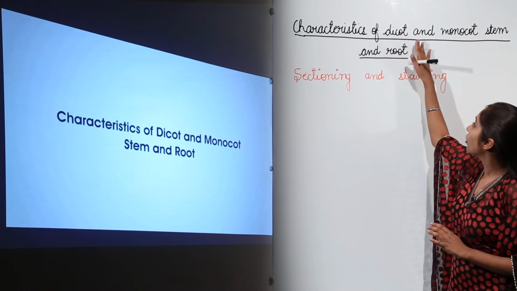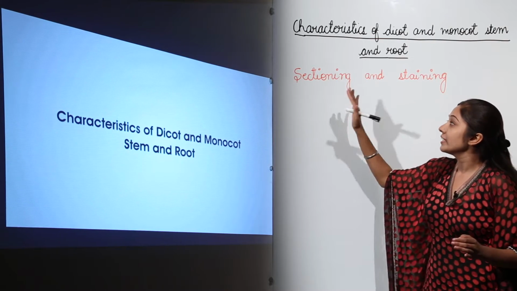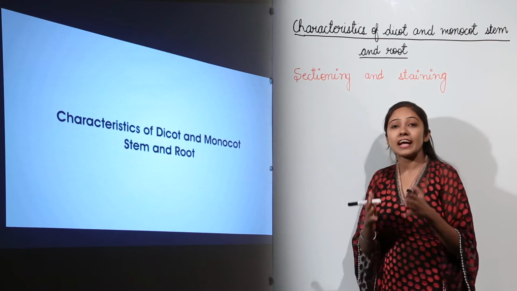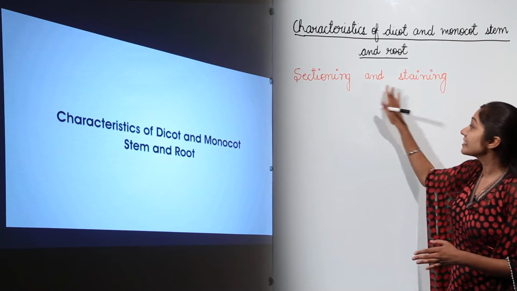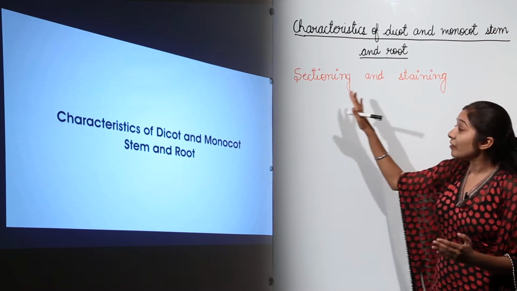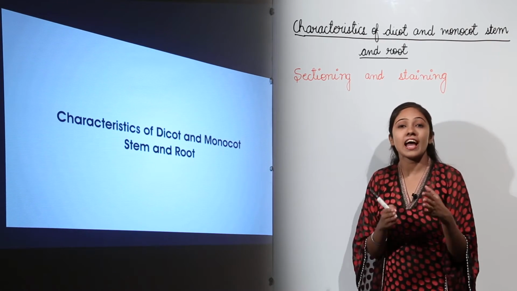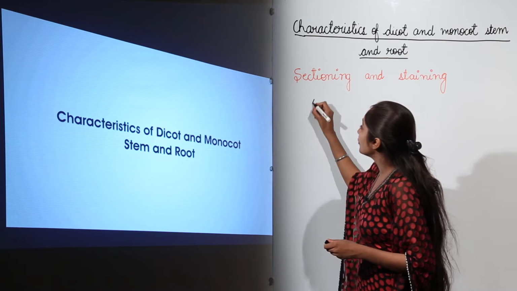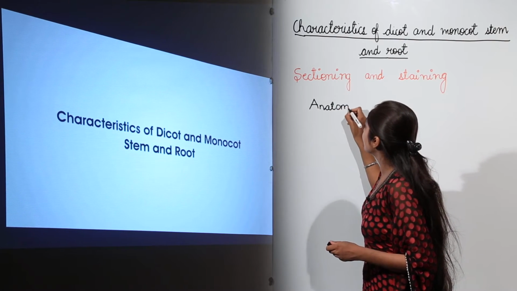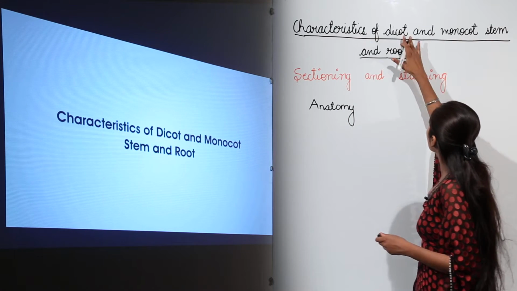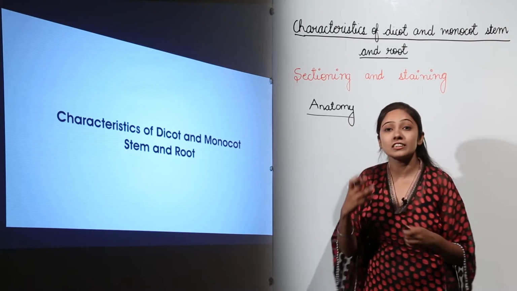Characteristics of dicot and monocot stem and root. Now we are going to tell you how you can actually have a practical experience of sectioning and staining. Why do we do sectioning and staining? We do sectioning and staining so that we can have a view at the anatomy of these structures, that is dicot and monocot, stem and root. This anatomy is the internal structure.